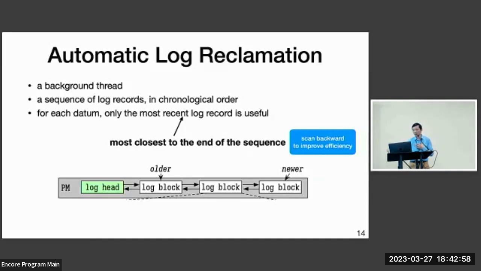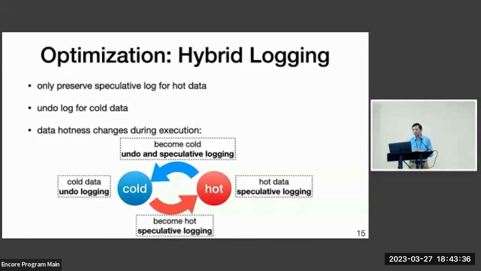It is like a GC, but it does it in a more efficient way. It's a background thread. It takes a sequence of log records in chronological order, like what we showed on the bottom of this slide. There are whole log blocks in the order of time. And then for each datum, only the most recent log record is useful. So when the reclamation happens, we just scan backward and find those that are already out of date, and then we can reclaim that memory.